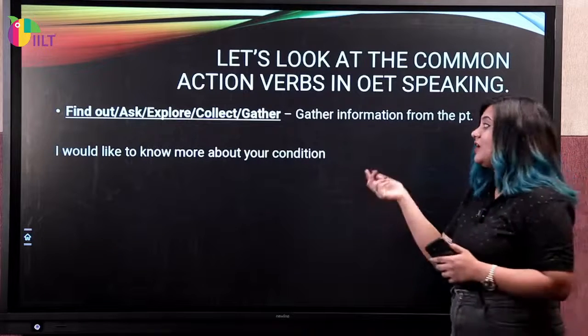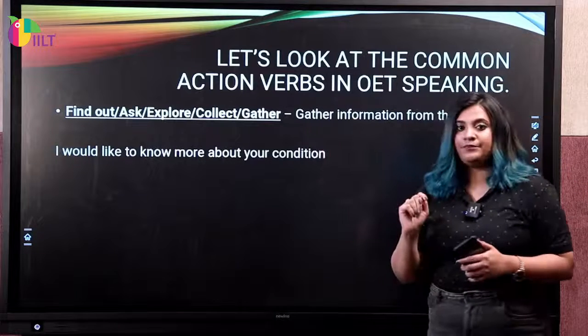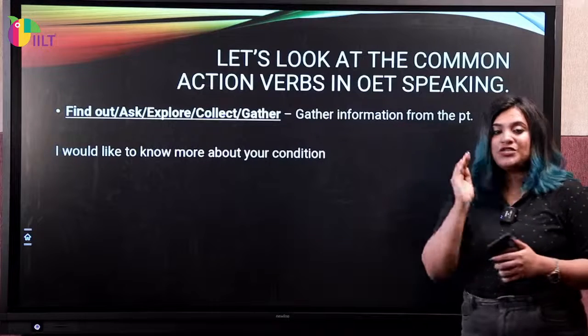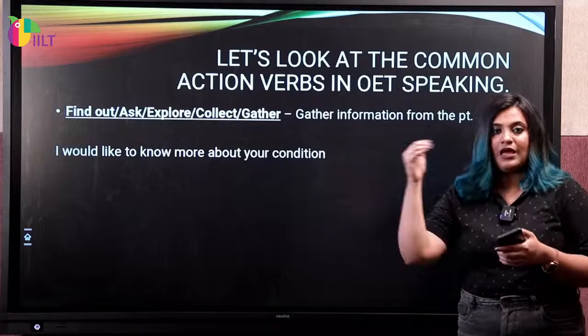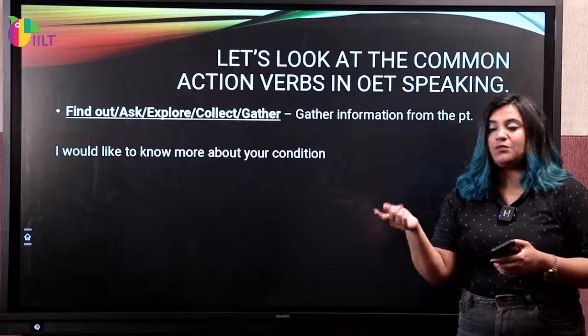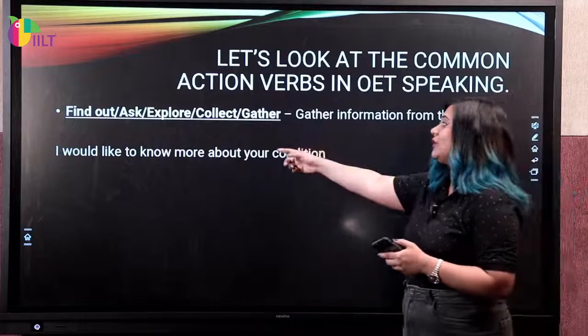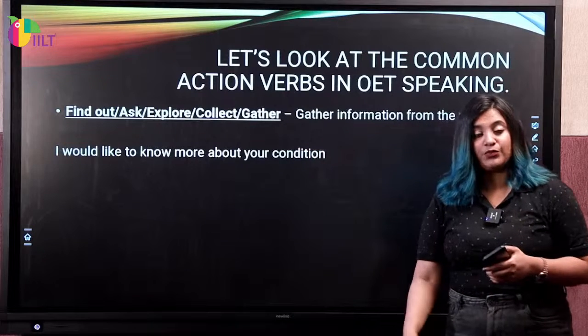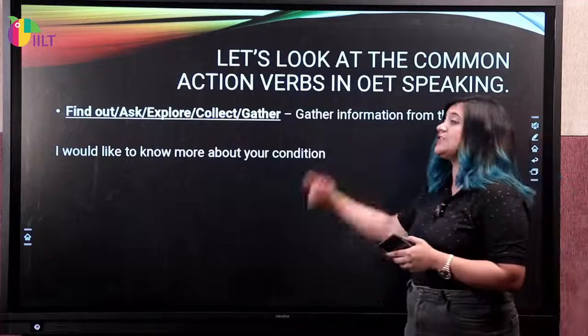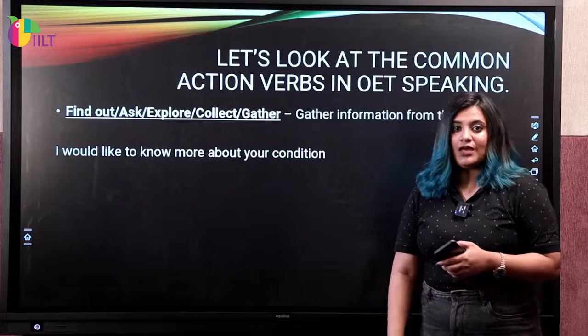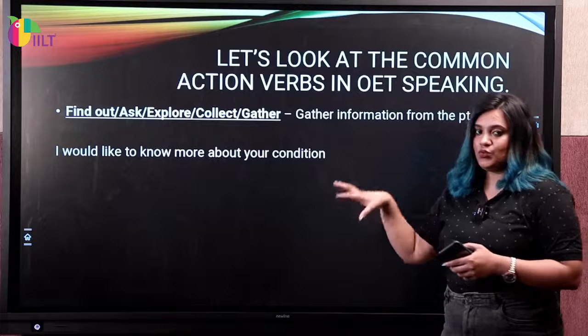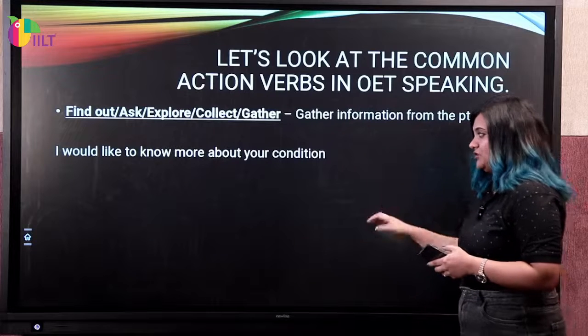Or you can even say, "I would like to ask." Say for example, your task is find out, and while you're saying the opening statement, you can say, "I would like to ask you some questions," or "I would like to collect some information from you," or you can even say, "I would like to gather some information from you." Okay, so these are the different ways of doing it. This is just one statement. We will see more statements for it.